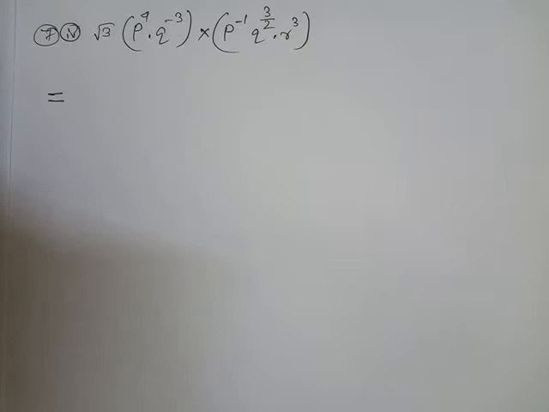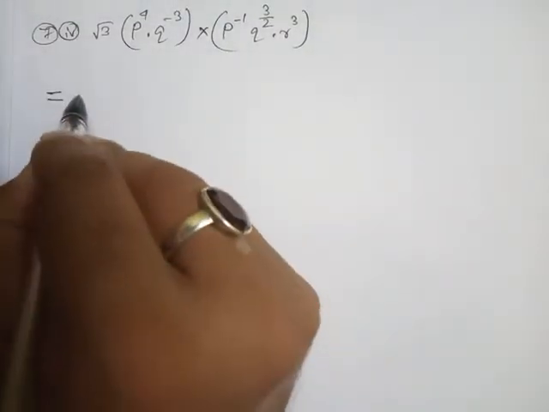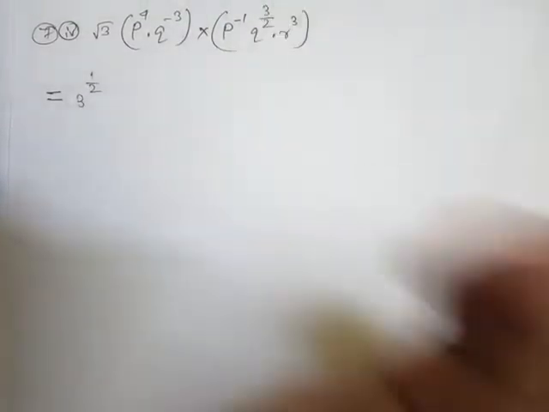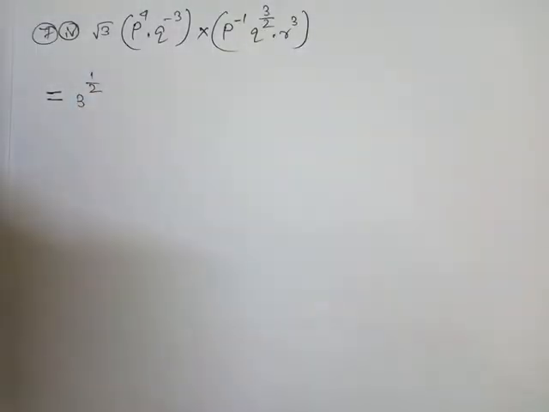Students, now look, we are going to solve question 7 part 4. This is the question as you can see in the video. Now we have to simplify this. So here root 3 can be written as 3 to the power 1 by 2. Then all these are in multiply, so in the next step we'll write it here.